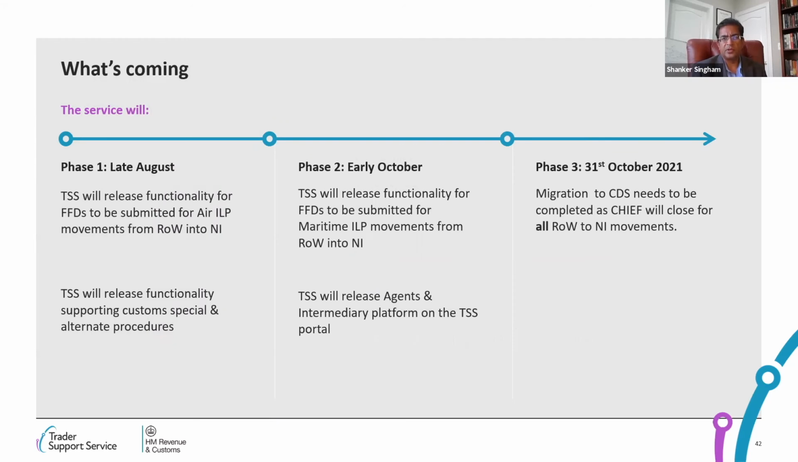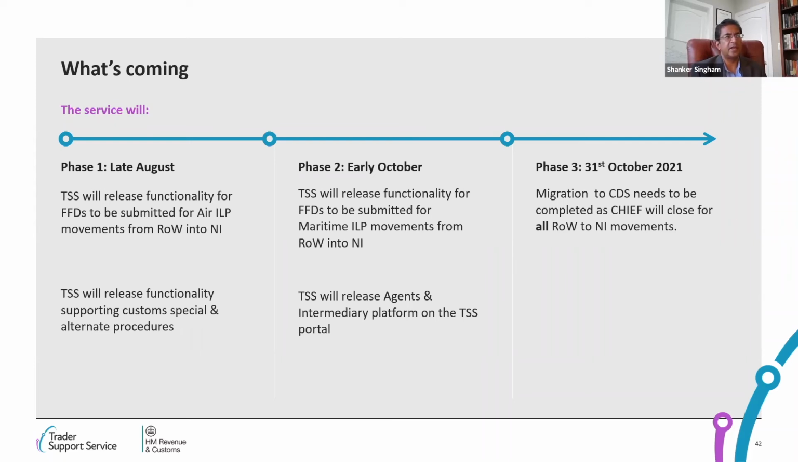I've mentioned late August, what's happened. Early October, we got the new process. And what you do need to bear in mind, and this is obviously very important for those rest of world to Northern Ireland movements which were on CHIEF or are on CHIEF, the migration to CDS from CHIEF has been kicked out to the 31st of October. But you still need to get ready, and there's still things you need to do.